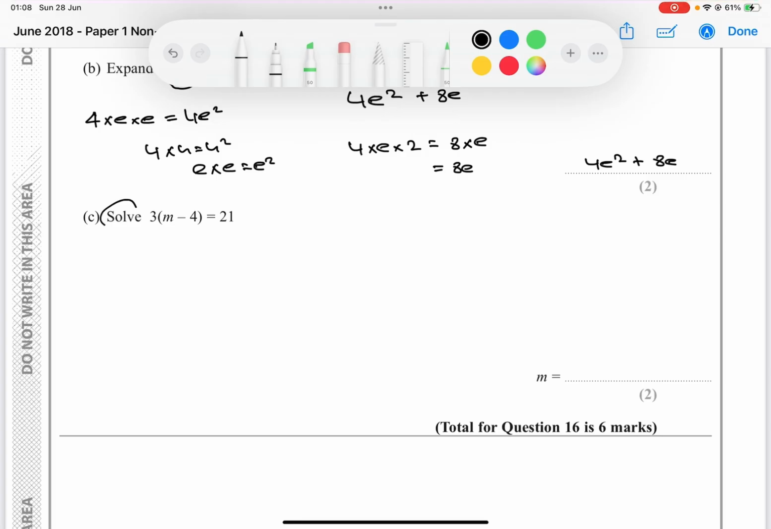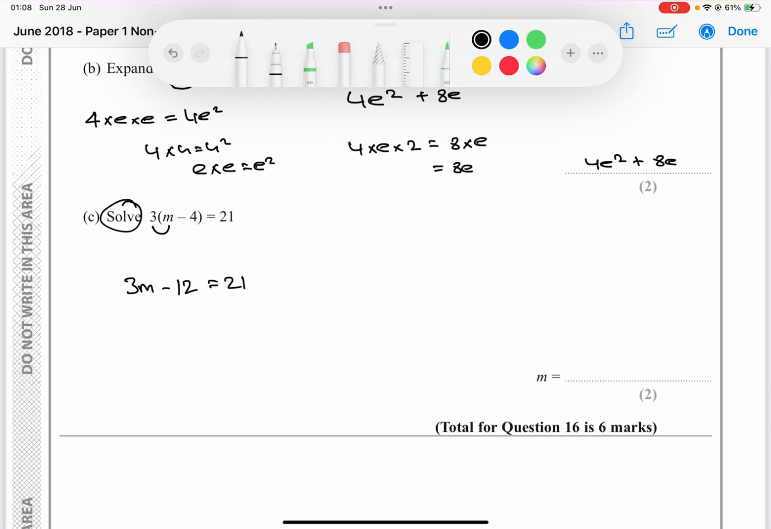Now question part C says solve. Whenever you see solve, this means that you're actually trying to work out the unknown. So you're working out a value for the unknown. To solve this, we must expand and then rearrange to work out m, okay? So the first step is expand, just like we did in the previous part of the question. Multiply everything that is outside with everything that is inside the bracket. So 3 times m, which is 3m, minus, or 3 times minus 4, which is minus 12, so you can put that there, equals 21.